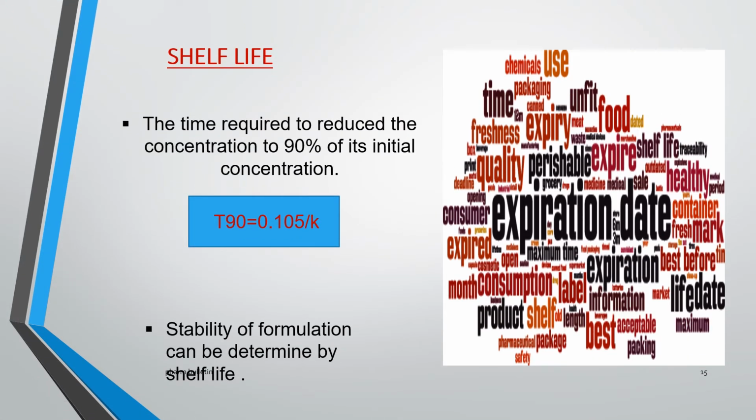Coming to the shelf life, that is a very important topic in accelerated stability studies. So what is shelf life? Shelf life is the time required to reduce the concentration to 90% of its initial concentration. So T90 is equal to 0.105 by K. Stability of the formulation can be determined by shelf life. Then I am going to explain how to predict the shelf life.